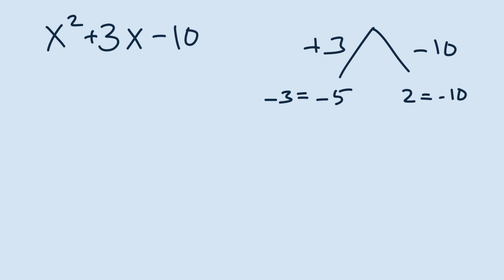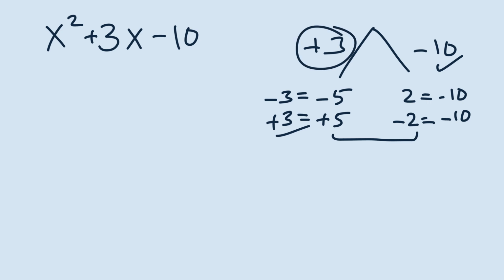Now let us change the sign of these two numbers. So we will have positive 5 and negative 2. 5 times negative 2 is negative 10, which is the same as what we have here. And when we add up these two numbers, positive 5 plus negative 2 is positive 3, the same as what we have here. So the final answer will be x plus 5, x minus 2.